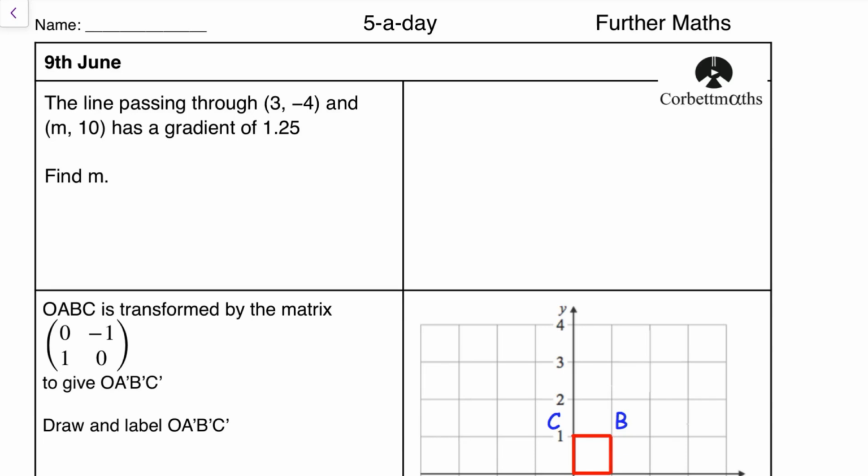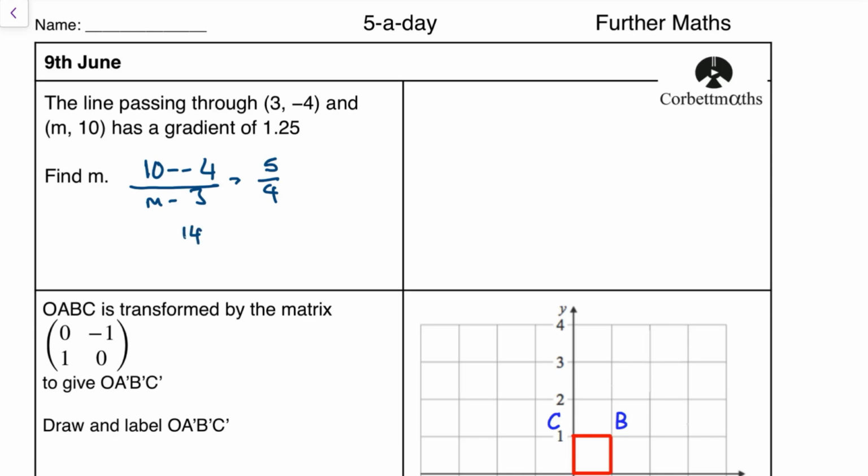The line passing through (3, -4) and (m, 10) has a gradient of 1.25. Find m. So I'm going to rewrite that slightly differently. The difference between the y values is 10 minus minus 4, and the difference between the x values, I need to go in the same order, is m minus 3. And I know the rise over run is equal to the gradient, which is 5 over 4, i.e. the same as 1.25.